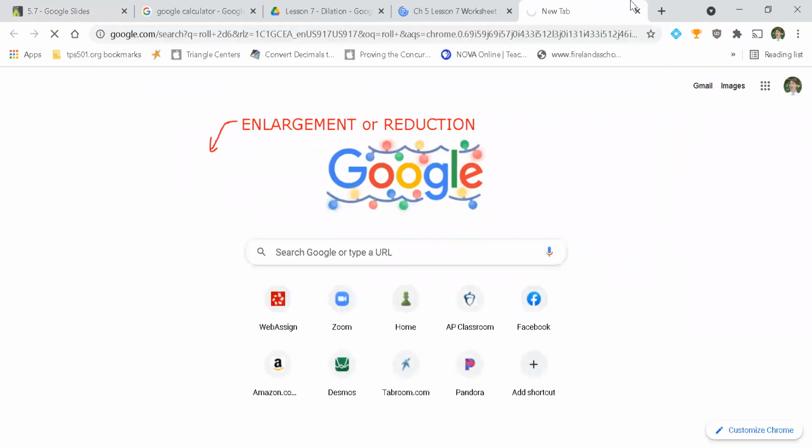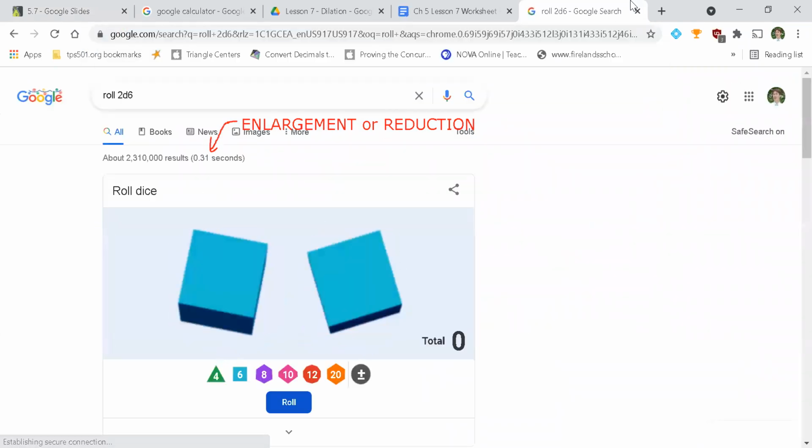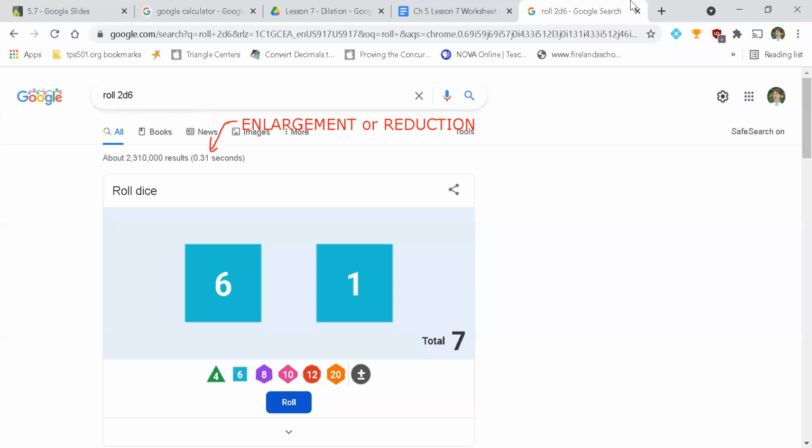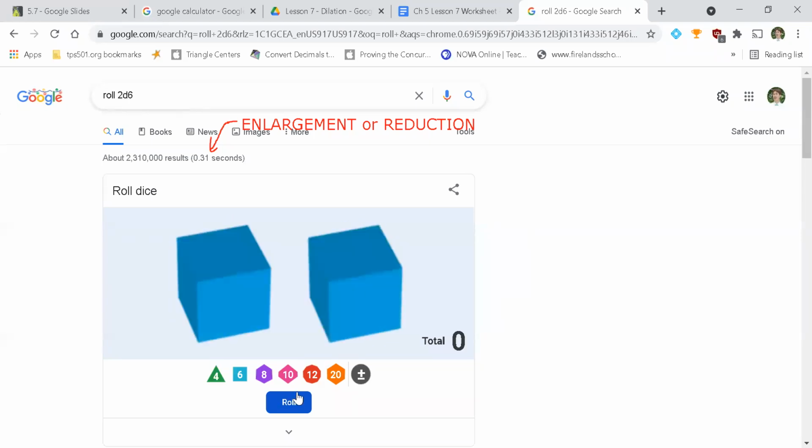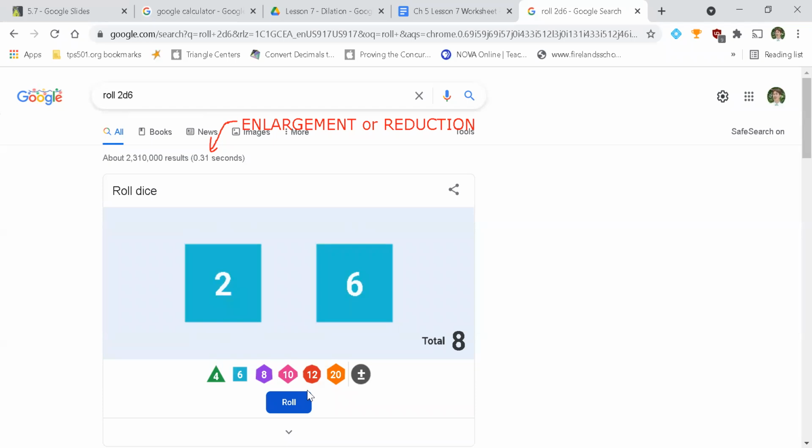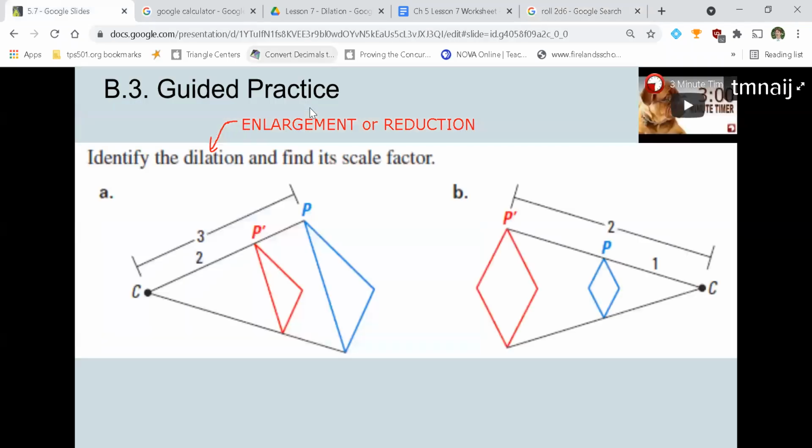All right, let's go over these. 2, 6. Is that somebody? Miracle. All right, Miracle. First thing we want to do is find the scale factor, which is defined as your new length divided by your old length.